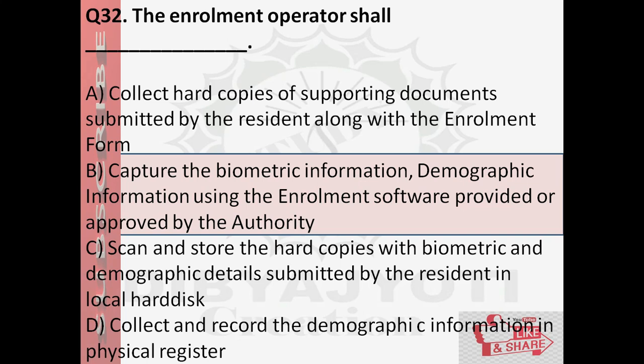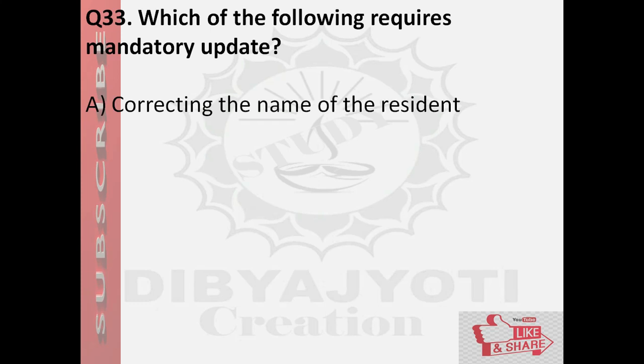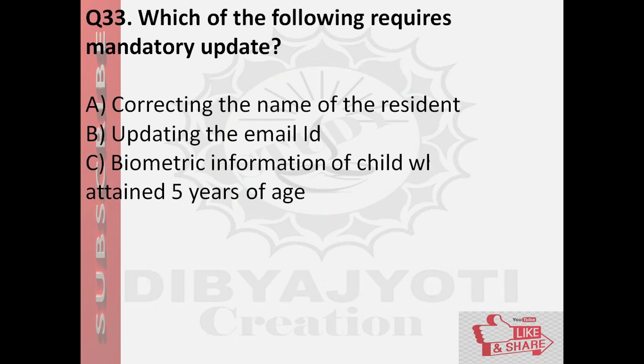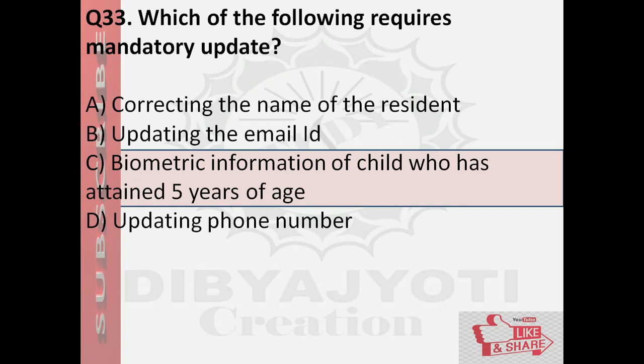Question number 33, which of the following requires mandatory update? Option A, correcting the name of the resident, option B, updating the email ID, option C, biometric information of child who has attained 5 years of age, option D, updating phone number. And answer is, option C, biometric information of child who has attained 5 years of age.